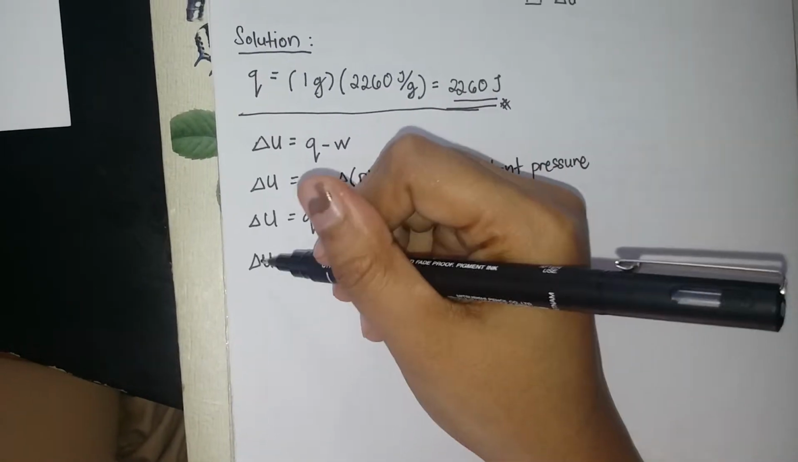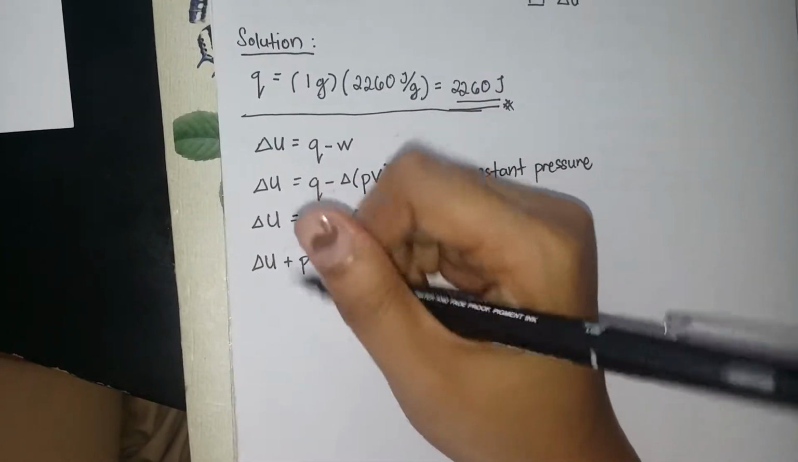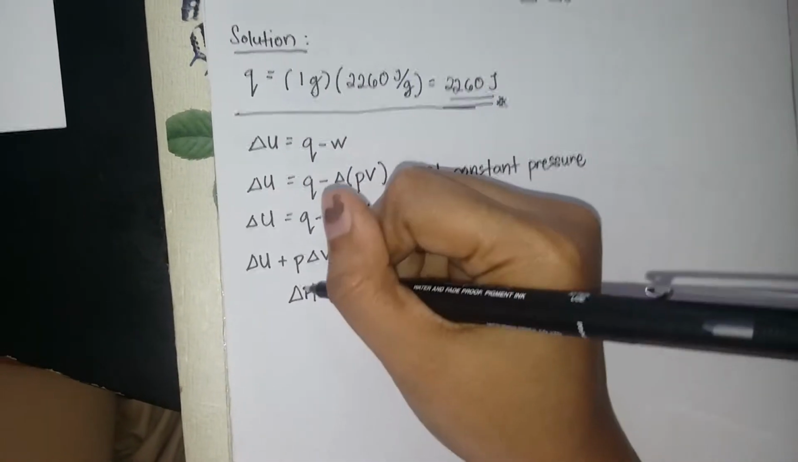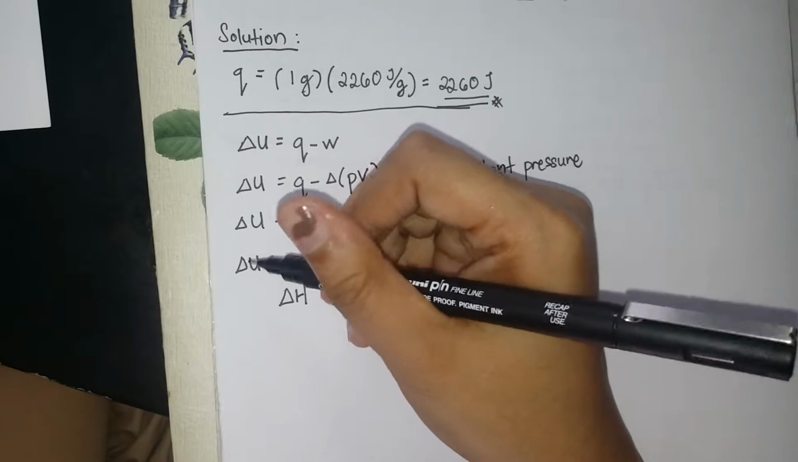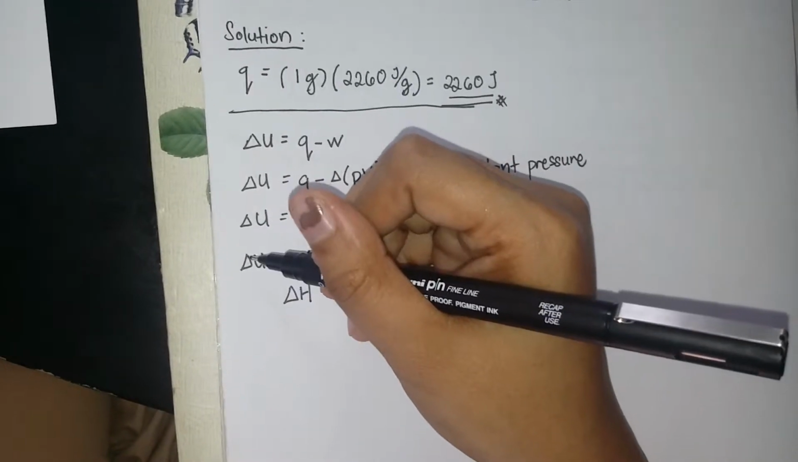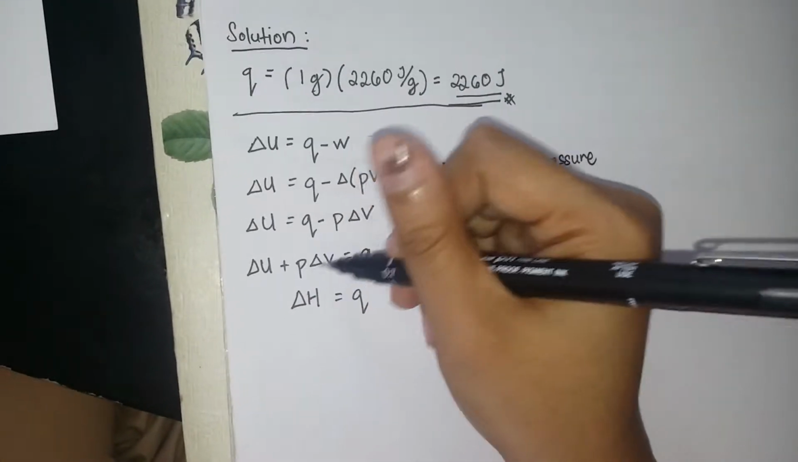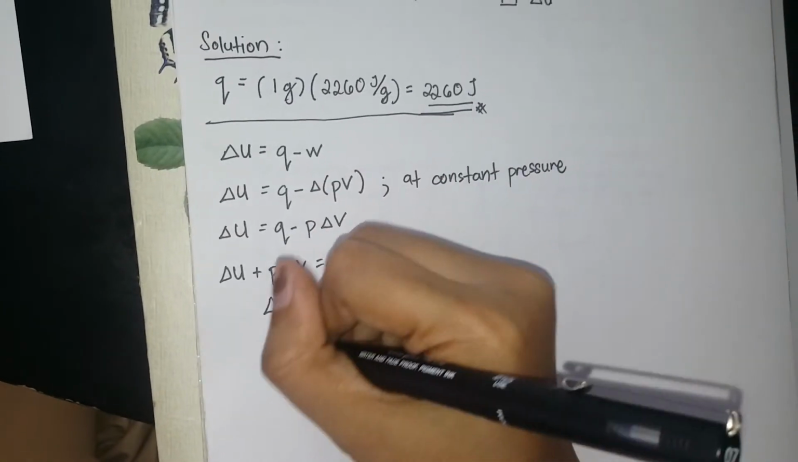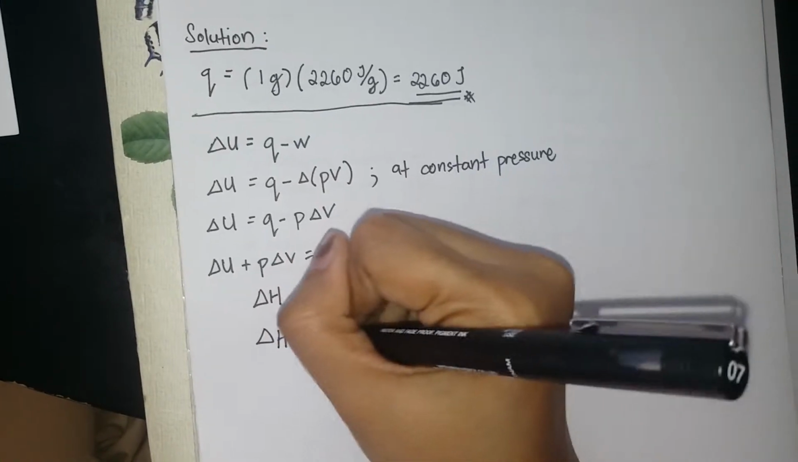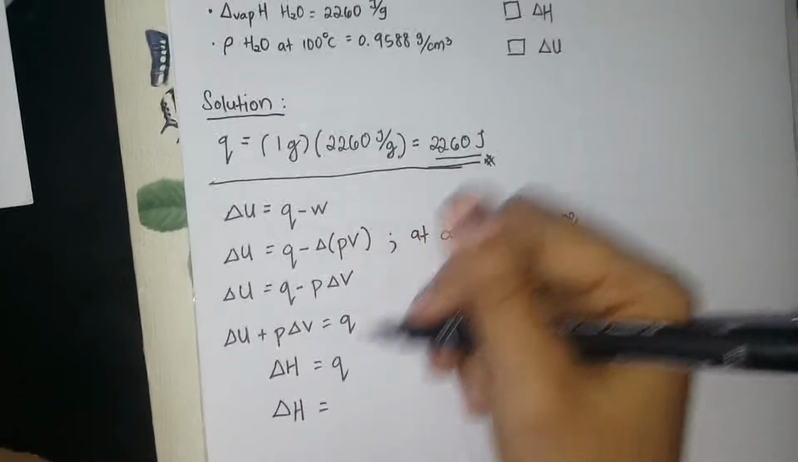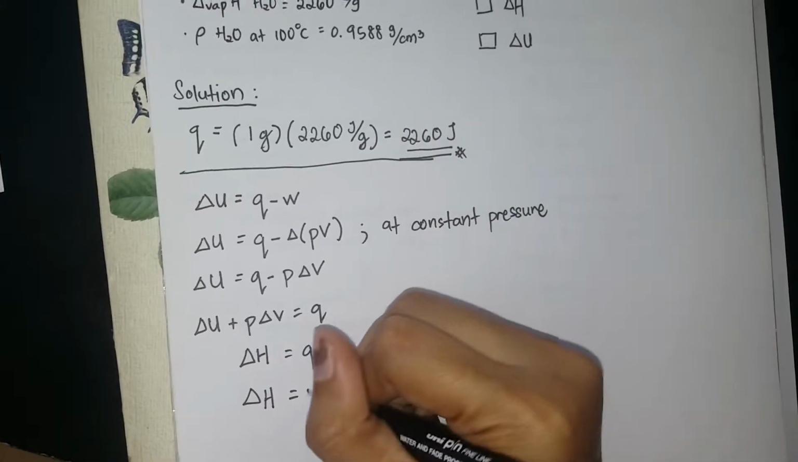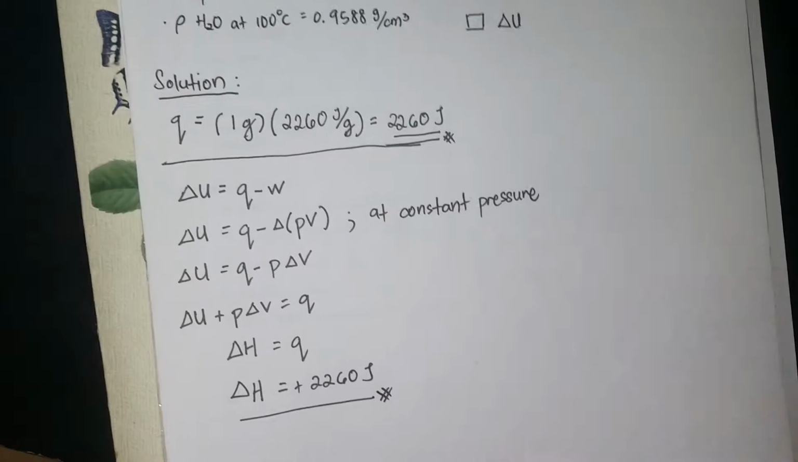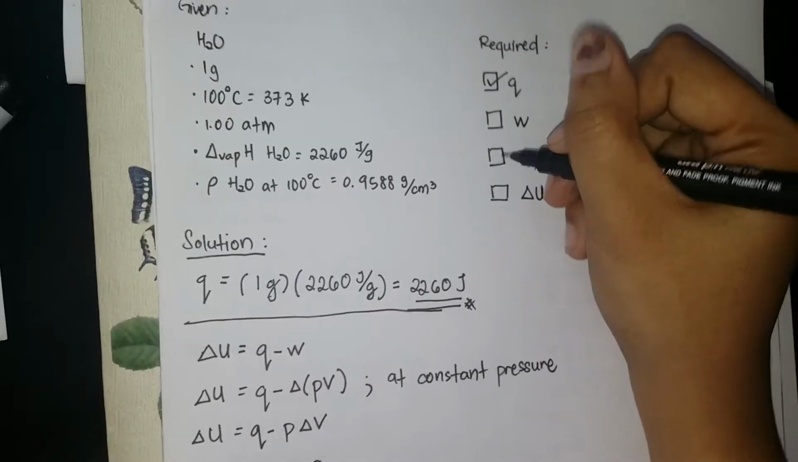Now this part is also equal to the change of the enthalpy, because the change of enthalpy is equal to the change of internal energy plus the work done, and also equal to the heat transfer. So we can say that the change of enthalpy is simply the heat transfer, which is 2,260 joules. So this is done.